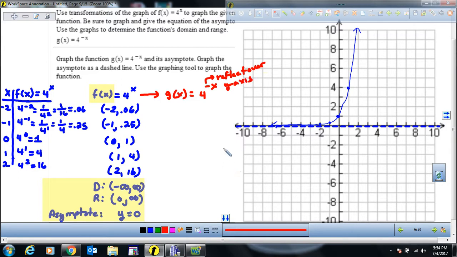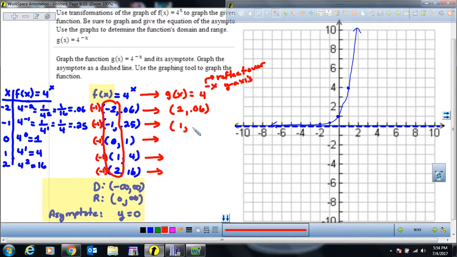And what effect is that negative going to have on the points right here? Negative x means basically the following. Multiply all of the x's times a negative 1. So all of the x's will be multiplied by a negative 1, which means that all of the x's are going to change the signs. That's what that negative in front of the x is going to do. So then my points are going to become positive 2, comma 0.06, positive 1, comma 0.25, 0, comma 1, that one stays the same, negative 1, comma 4, and the last one would be negative 2, comma 16.